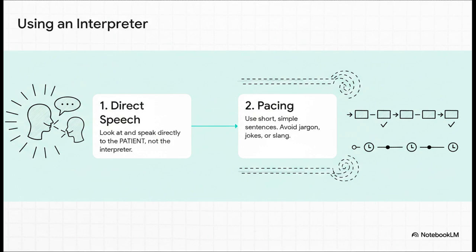Number 1, look at and speak directly to your patient, not to the interpreter. You're having a conversation with the patient. The interpreter is just the vehicle for that conversation. And number 2, use short, simple sentences. No complicated medical jargon. This helps the interpreter be as accurate as possible.